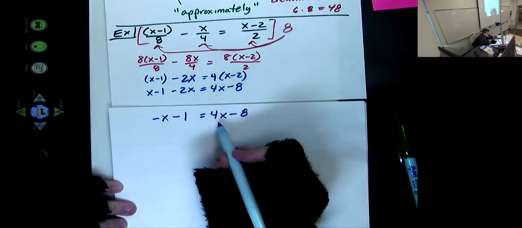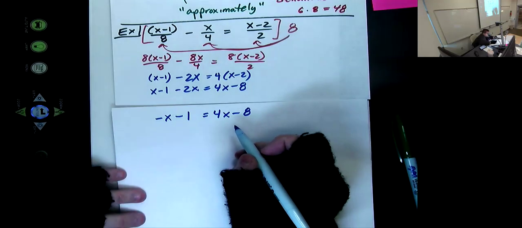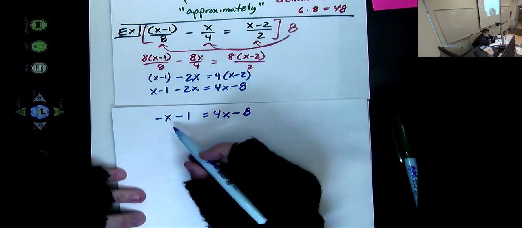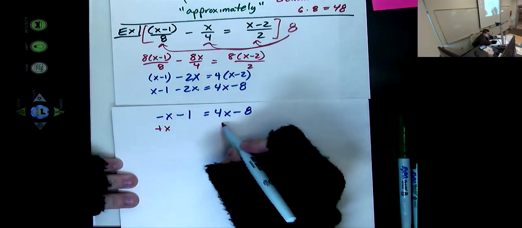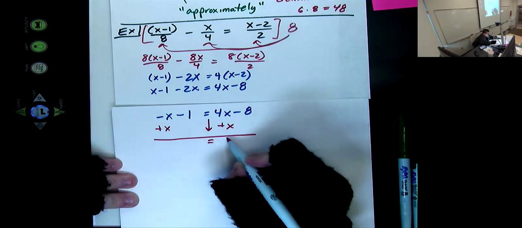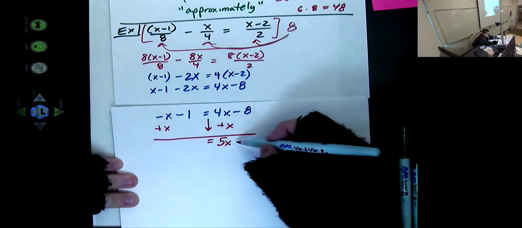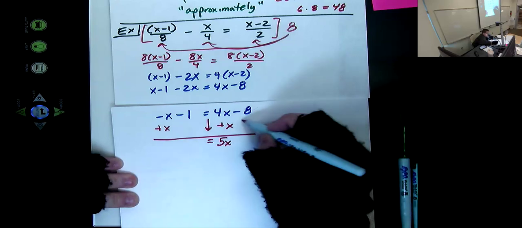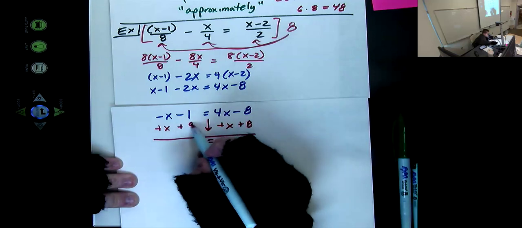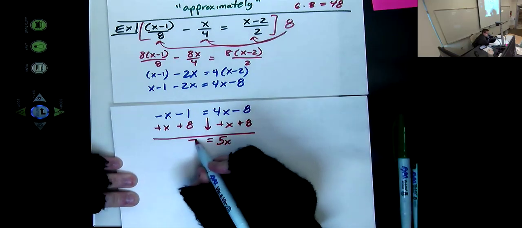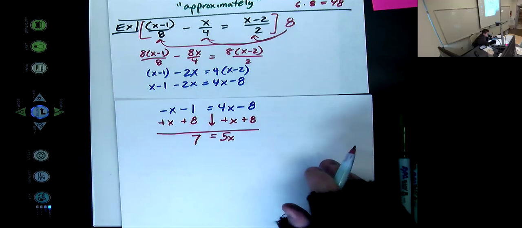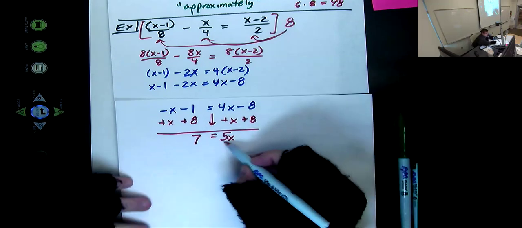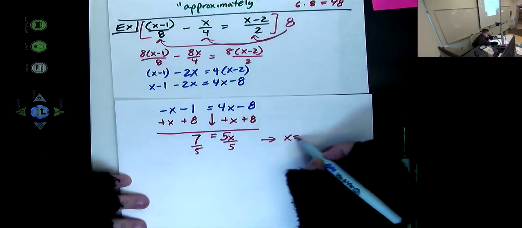Now, I want to end up with a positive coefficient. If I subtract 4x over, I'm going to end up with a negative 1. So instead, I'm going to add the x over by doing the opposite. And since I moved my x's to the right, I'm going to move my whole numbers, or constants, to the left. I'm going to do the opposite of negative 8. I'm going to add positive 8 to both sides. Negative 1 plus 8 is 7. Finally, we divide by 5, and we get x equals 7/5.